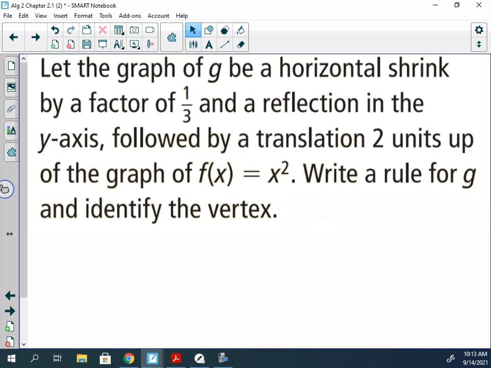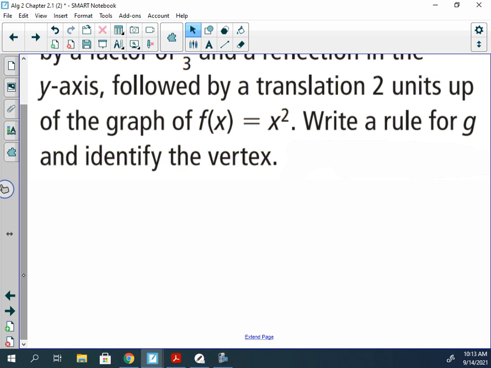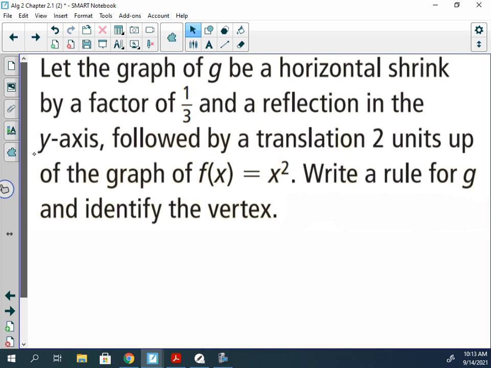Let the graph g be a horizontal shrink by a factor of 1/3 and a reflection in the y-axis, followed by a translation 2 units up of the graph f of x equals x squared. Write a rule and identify the vertex.